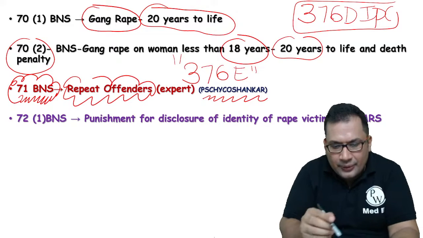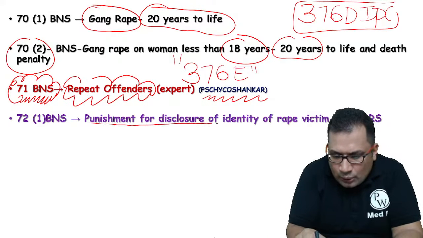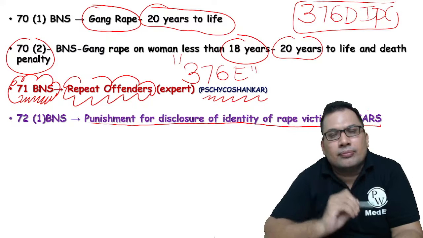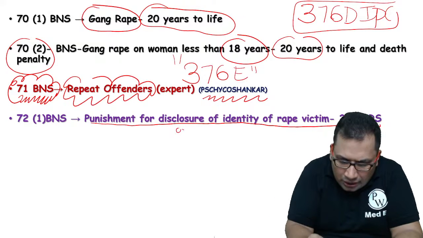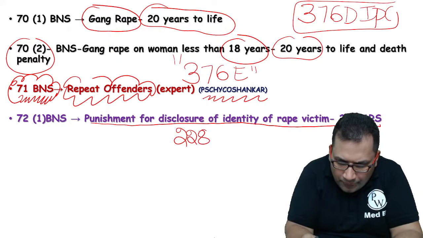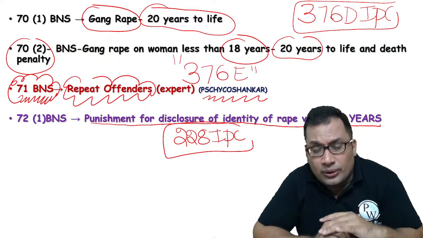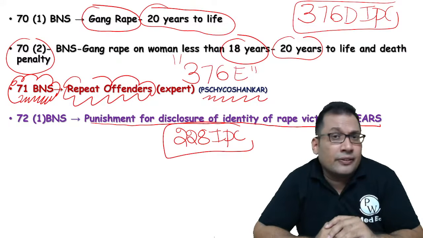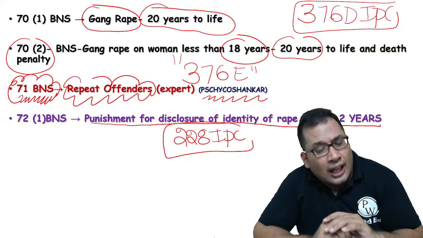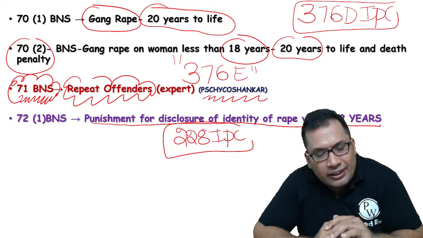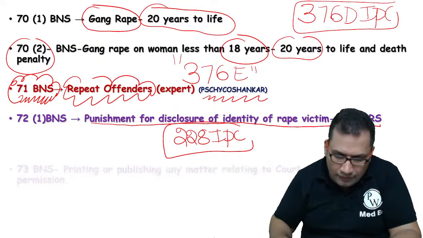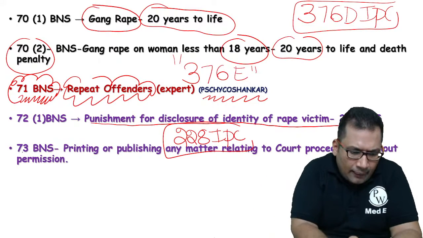72(1) BNS. Punishment for disclosure of identity of a rape victim. We used to study 228 IPC. Disclosure of the name and identity of the rape victim is a punishable offense. 228 IPC. Now it comes under 72(1) BNS. 73 BNS.